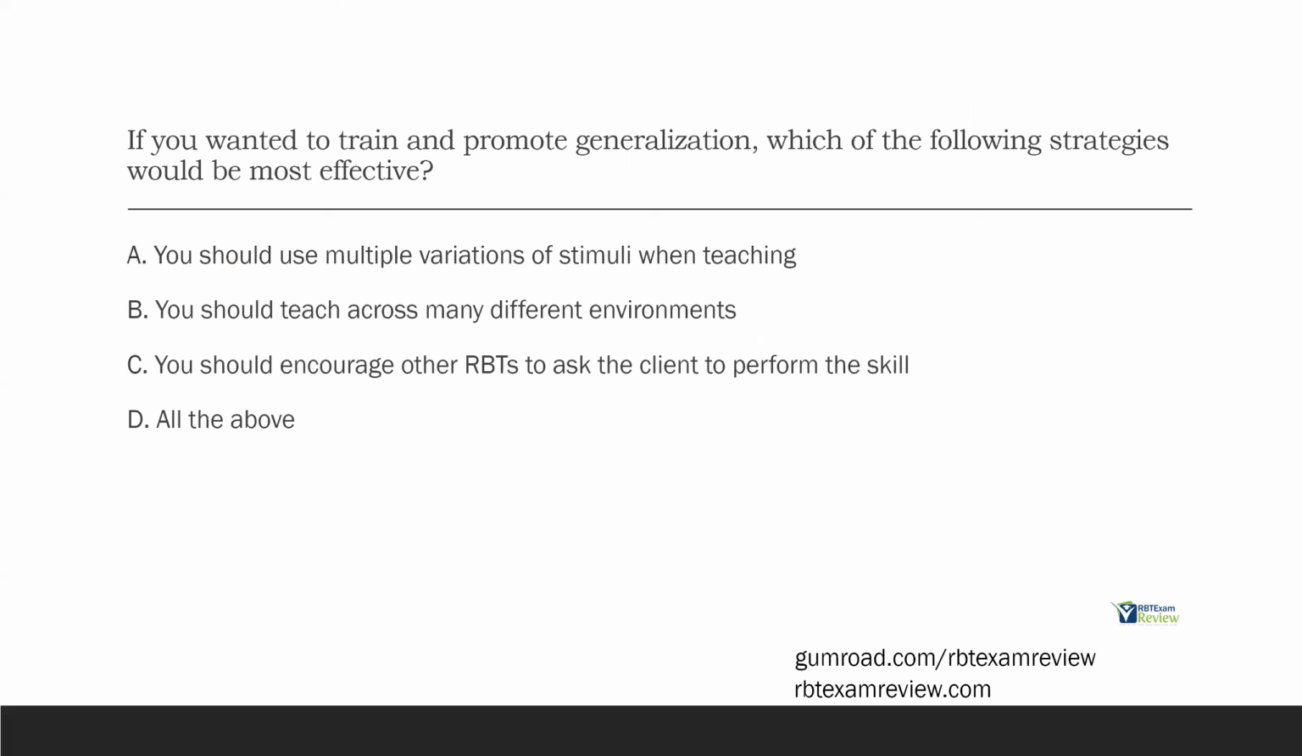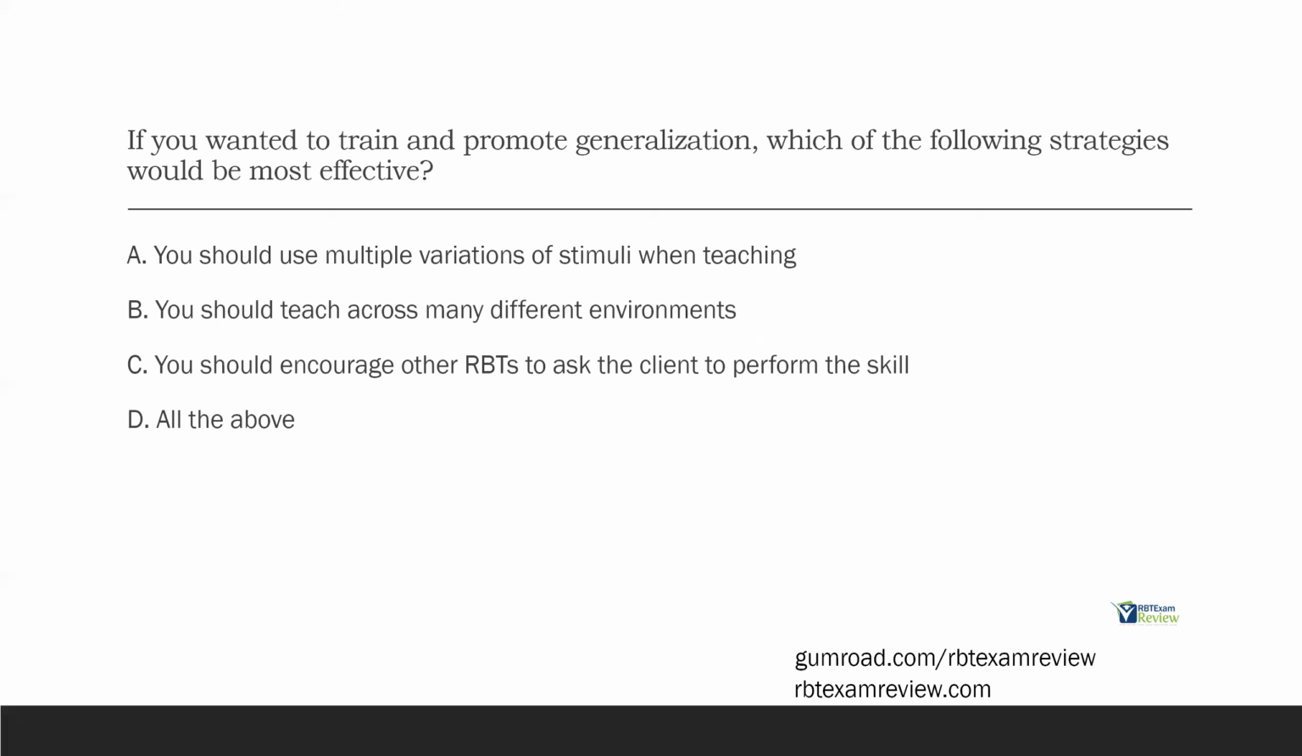If you wanted to train and promote generalization, which of the following strategies would be most effective? Okay, so what is generalization? Generalization is performing the skill outside of the learned environment. When we teach skills, we typically teach them in controlled settings. We're controlling the reinforcement, the feedback, and the stimuli. But if we want to generalize, how do we go about doing that?